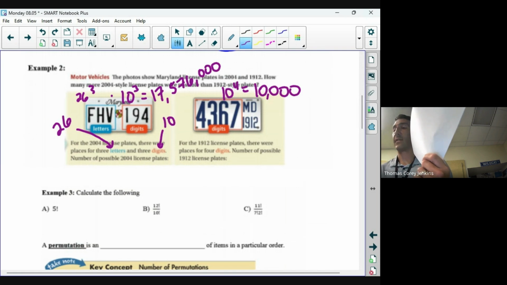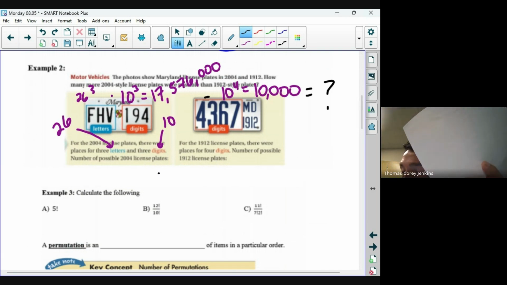Or 10,000. Okay. So now we have numbers to deal with. How many more is 17,576,000 than 10,000? So we'll just subtract there. Big number minus little number equals what? That number would be 17,566,000.